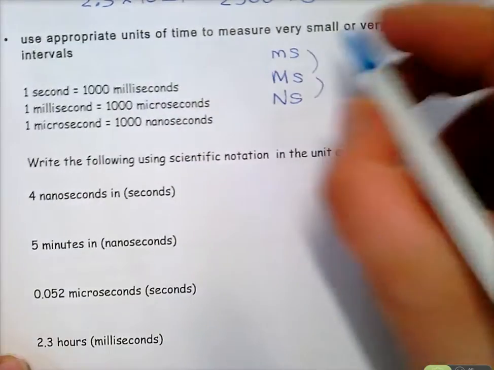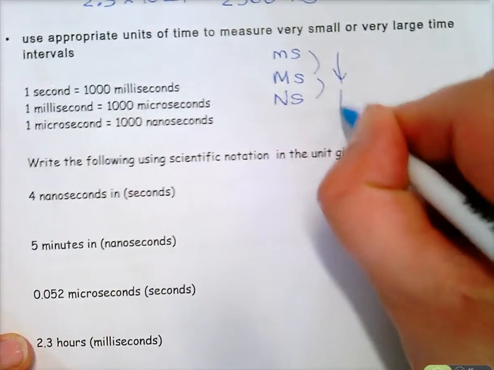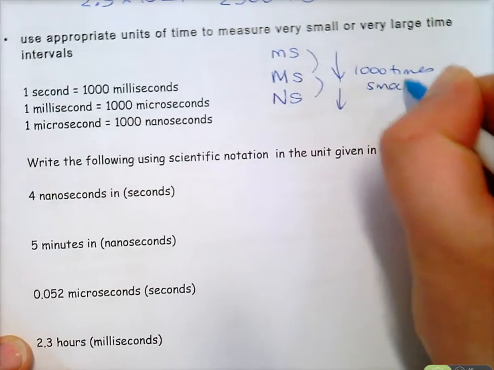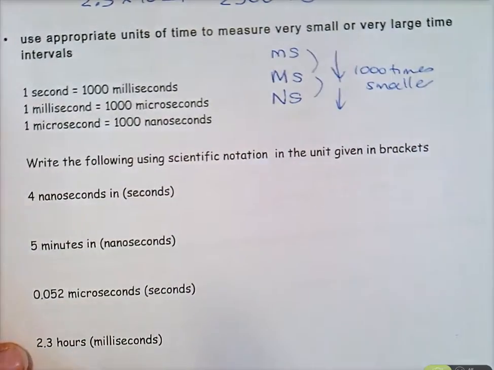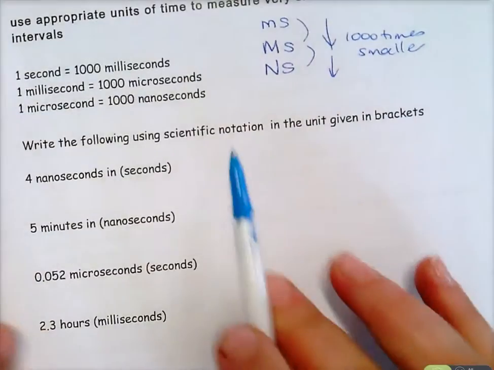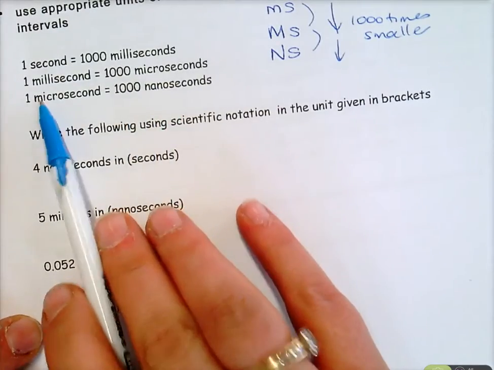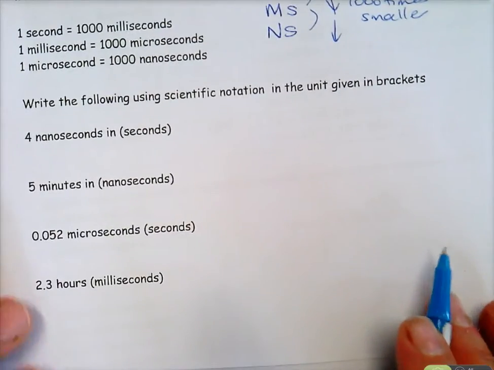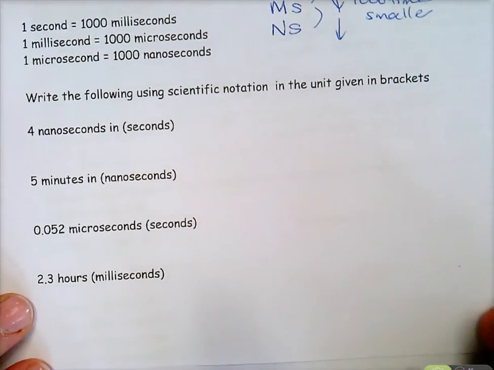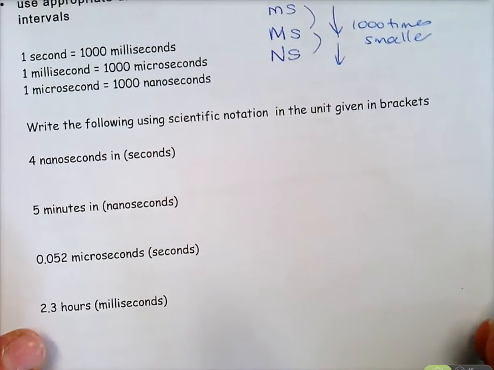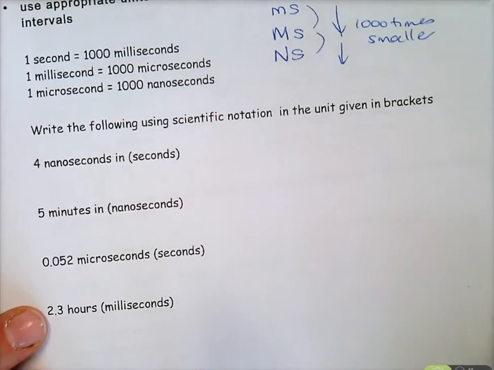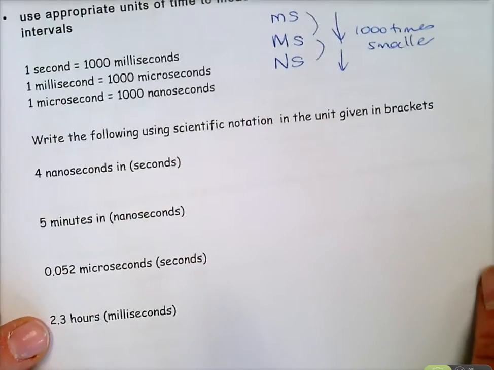So as you go down, it's 1,000 times smaller with each jump. Each of those units is 1,000 times smaller than the one before it. So 1,000 nanoseconds is a microsecond, 1,000 microseconds is a millisecond. Okay, let's convert. What is 4 nanoseconds in actual seconds? Write it using scientific notation. What's nano? 10 to the minus what?